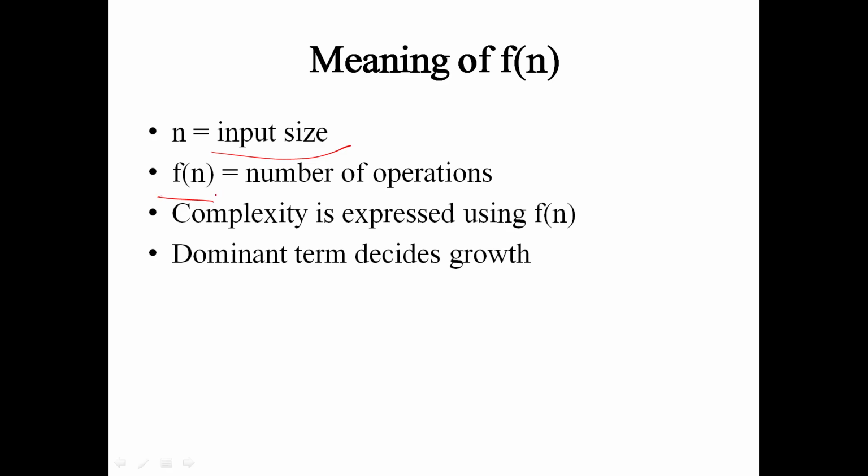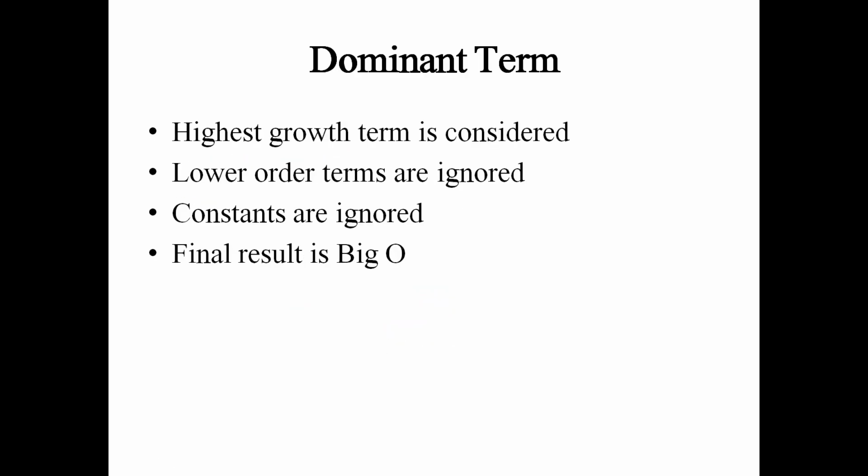Sometimes f of n may be complex, like f of n is equal to 3n square plus 5n plus 10. But for large values of n, the term n square dominates the growth. So the complexity becomes order of n square. Big O focuses only on the dominant term.